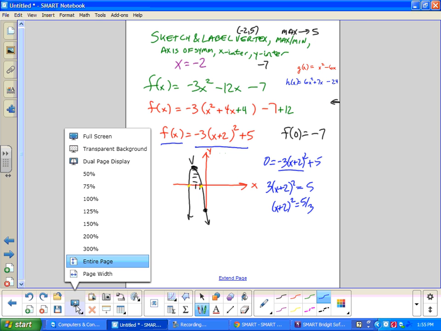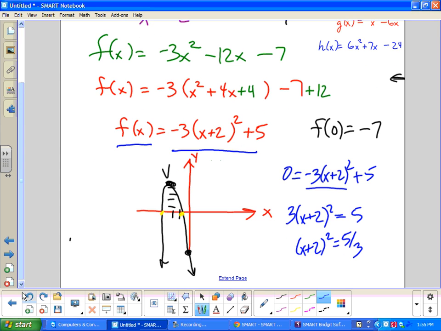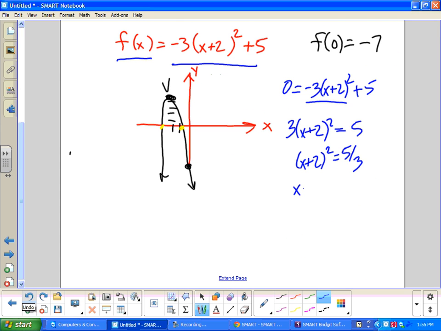I better make it a little bigger so we can all see it. Take the square root of both sides. I get x plus 2 equals plus or minus the square root of 5/3, or square root of 5 over the square root of 3. Got to rationalize, because what would the neighbors say? Square root of 3, square root of 3.